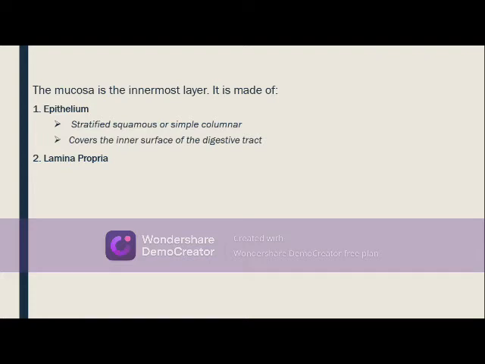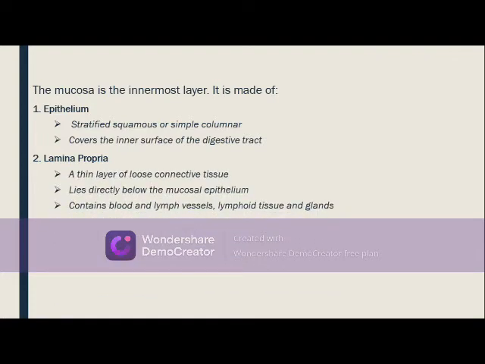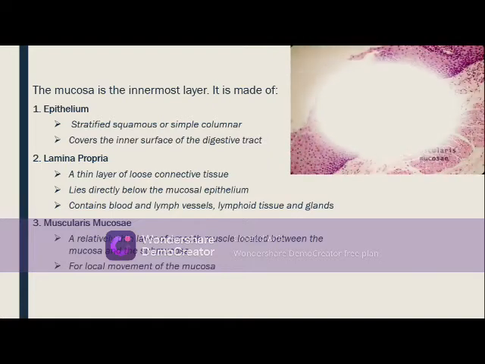Now, lamina propria. It is a thin layer of loose connective tissue. It lies directly below the mucosal epithelium and contains blood and lymph vessels, lymphoid tissues, and glands. Muscularis mucosae. It is a relatively thin layer of smooth muscle located between the mucosa and the submucosa. It is for local movement of the mucosa.